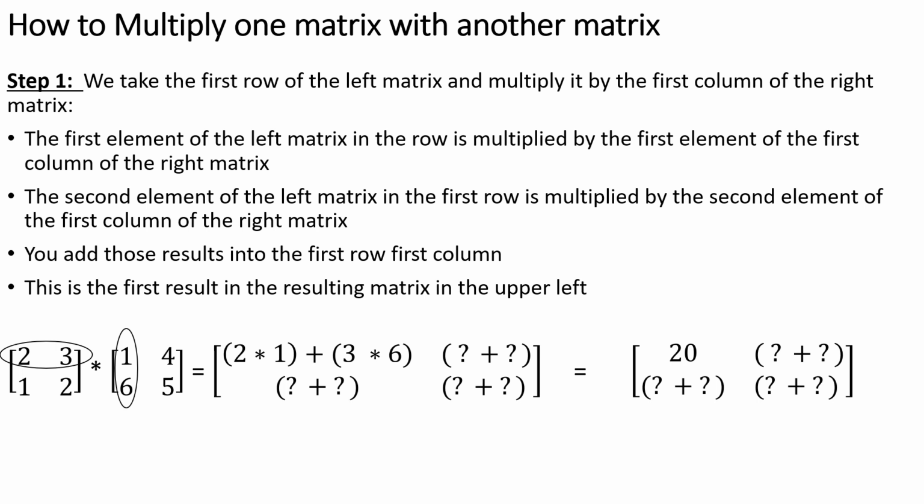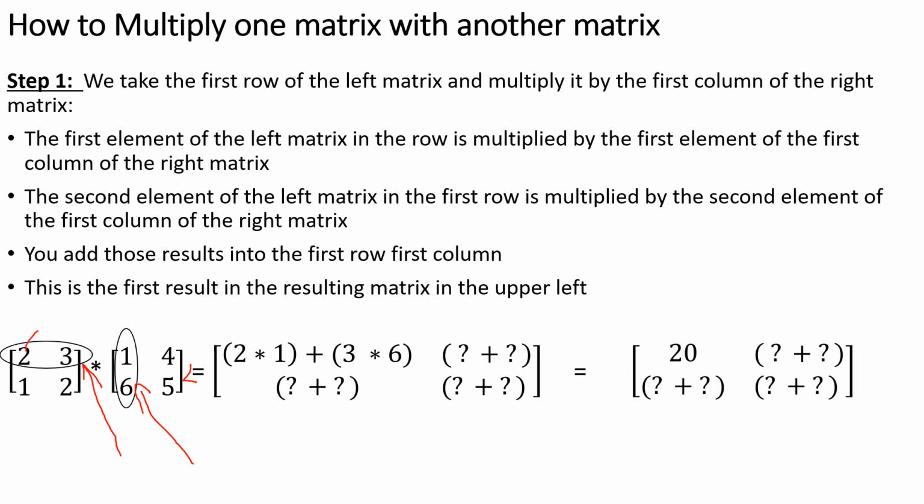I've got a 2 by 2 matrix here. 2 rows, 2 columns here. And I've got 2 rows, 2 columns here. So I can multiply these together. Now let me erase this because I'm sure what I'm going to do. What I've done here is I'm going to multiply the first row of this first matrix by the first column of this matrix.